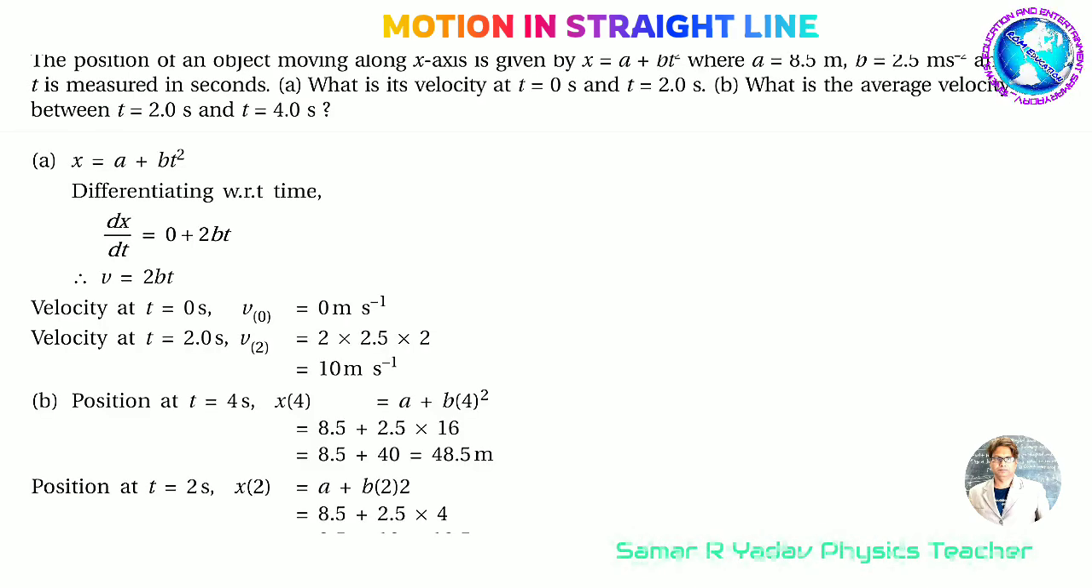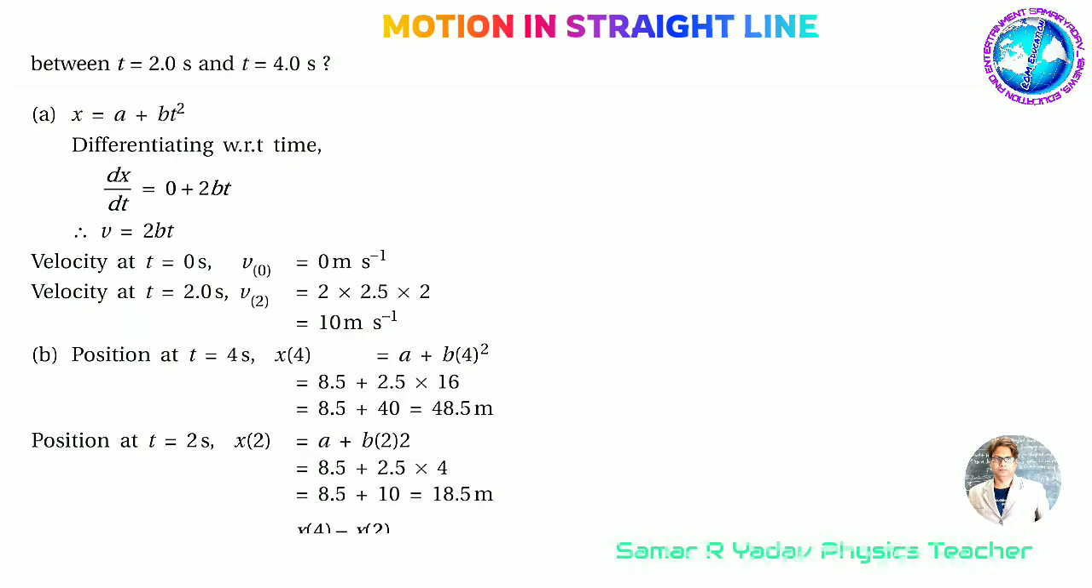The position of an object moving along the x-axis is given by x is equal to a plus b t square, where a is equal to 8.5 meter, b is equal to 2.5 meter per second square, and t is measured in seconds. A, what is its velocity at t is equal to 0 second and t is equal to 2 second? B, what is the average velocity between t is equal to 2 second and t is equal to 4 second?